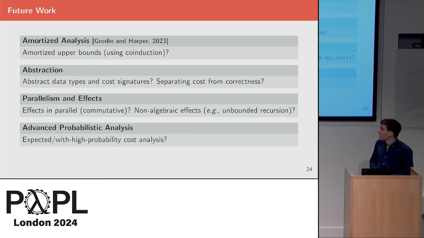We hope to support data abstraction and cost signatures, and maybe even separate the cost proofs from the correctness proofs. We hope to study more effects and do a deeper dive into parallelism, and even consider non-algebraic effects, such as unbounded recursion. We also hope to consider probability more, or advanced cases, such as doing expected or with high probability analyses.